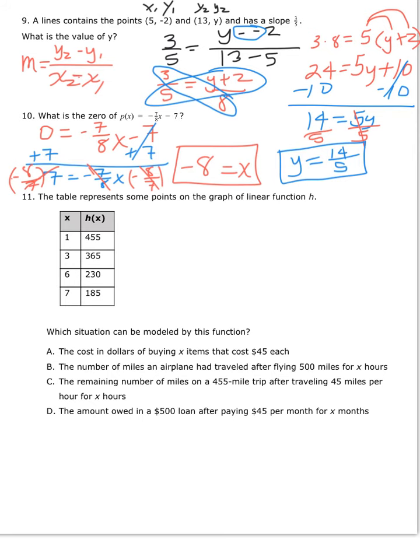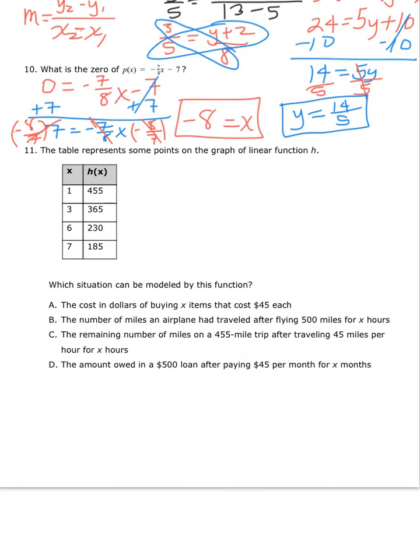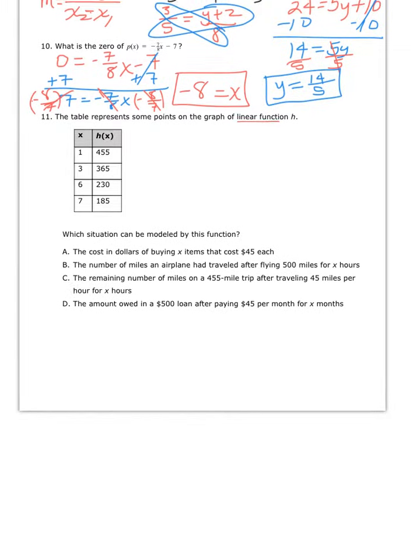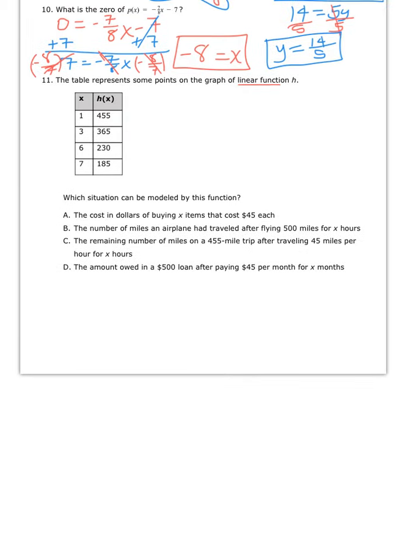All right. Last problem. You ready? Yes. Number 11 says, ooh, I like these. The table represents some points on the graph of linear function h. So right now, I can look at this. Does this make a line? Yes, it says linear function h. It's a line. All right. When x is 1, h of x is 455. When x is 3, h of x is 365. When x is 6, h of x is 230. When x is 7, h of x is 185, right?